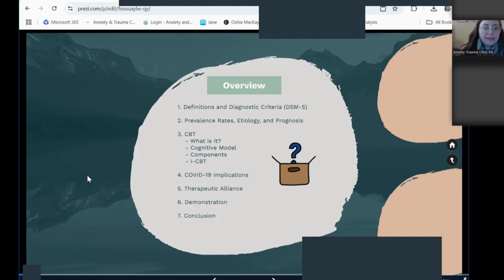We'll talk about what it is. We'll go over the cognitive model, go through each of the components, and we'll also talk a little bit about ICBT, which is the internet delivered version, because as we know, since COVID we've become accustomed to that being a very widely used treatment method. Number 4, we're going to go into the COVID-19 implications because as you can imagine, that shifted things a bit for individuals who were experiencing panic disorder and agoraphobia and definitely played a role.